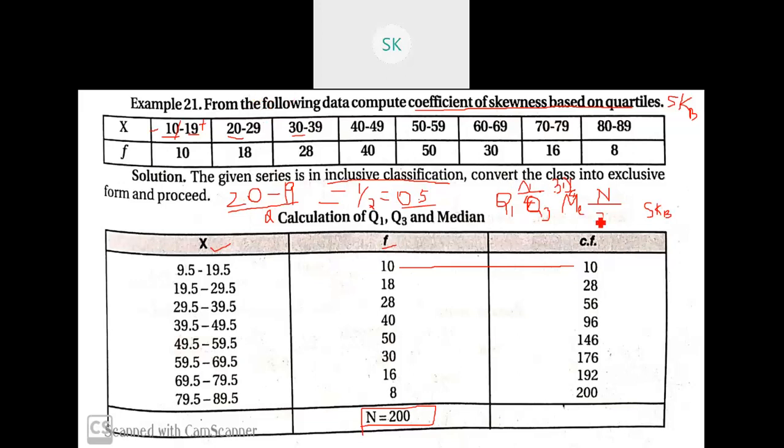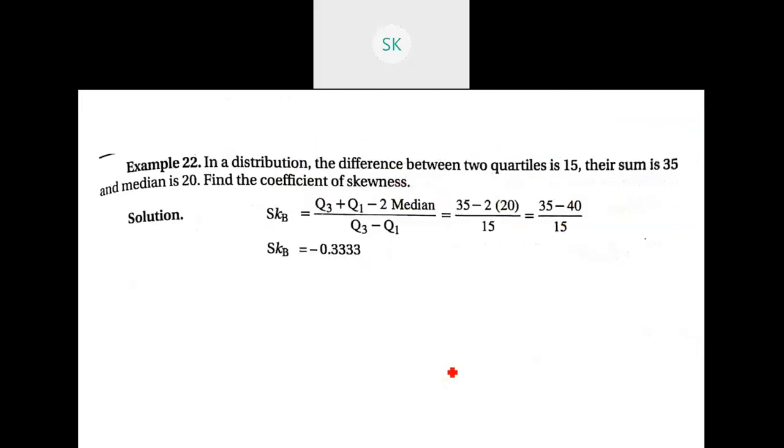Once you calculate cumulative frequency, you are supposed to calculate Q1, Q3 and median. All three you have to calculate, and lastly calculate the skewness, Bowley's coefficient of skewness. In the question they are asking us to find the coefficient of skewness based on quartiles. Based on quartiles means it is Bowley's coefficient of skewness. I hope that is clear. Let's go to the next problem.